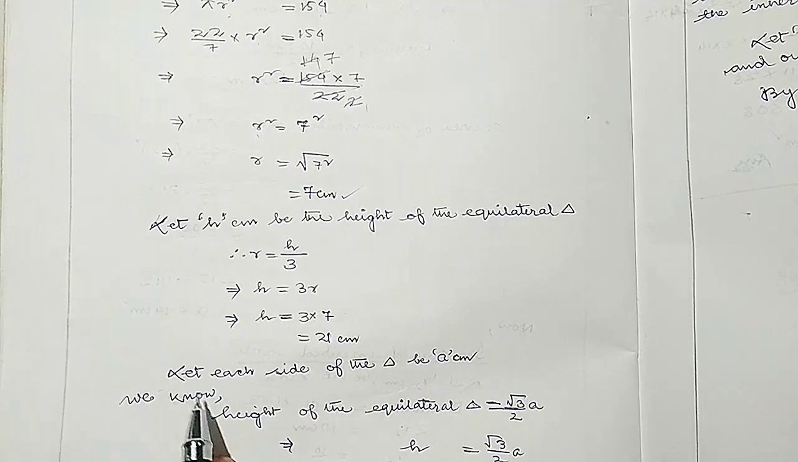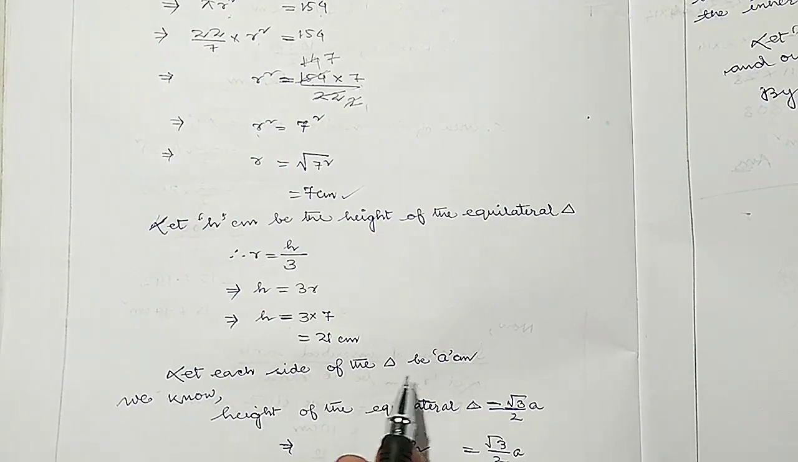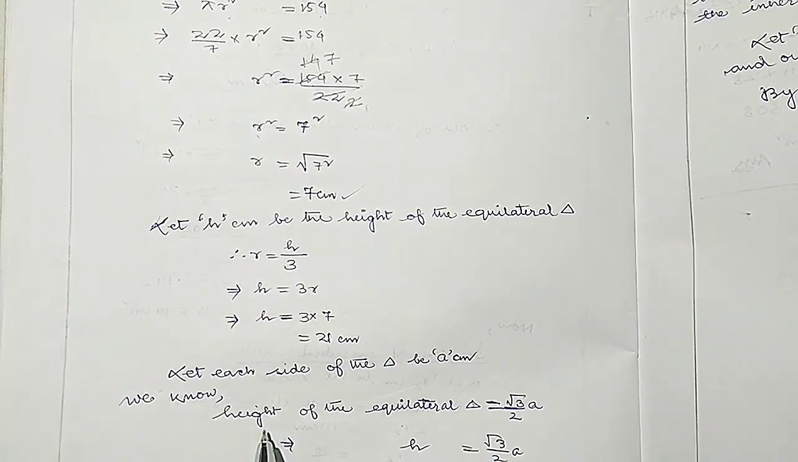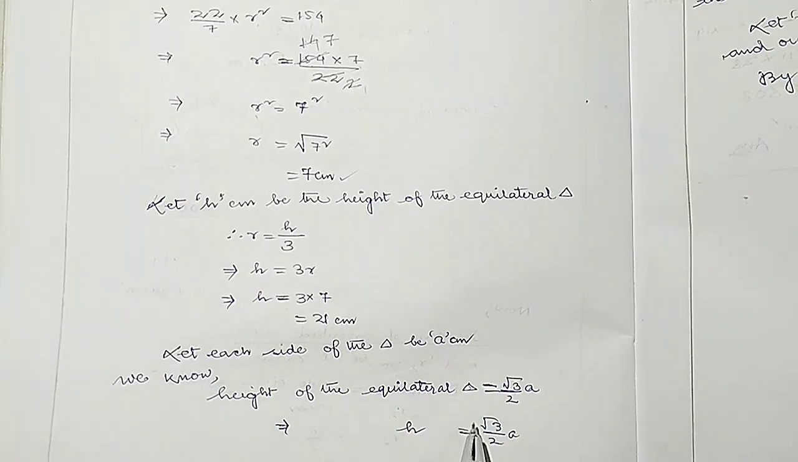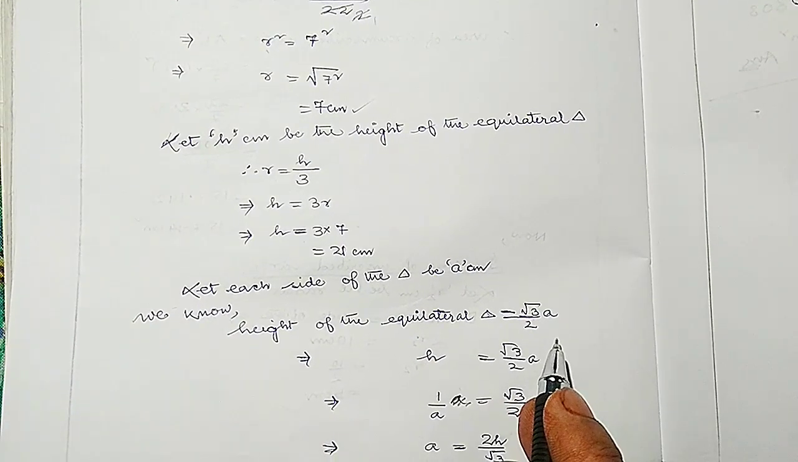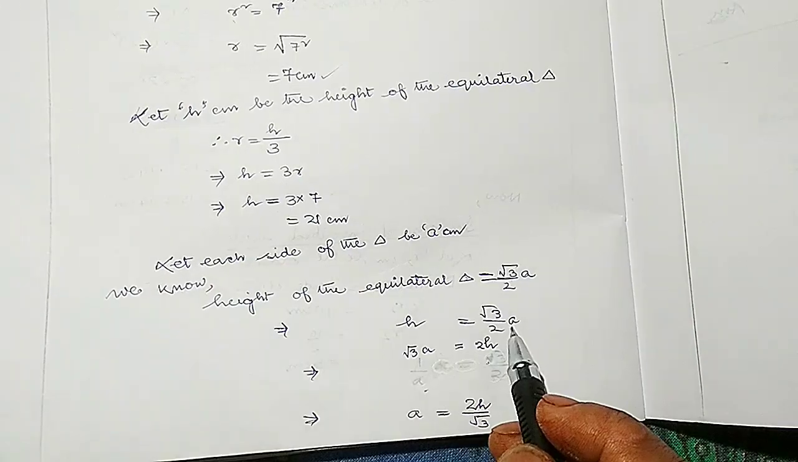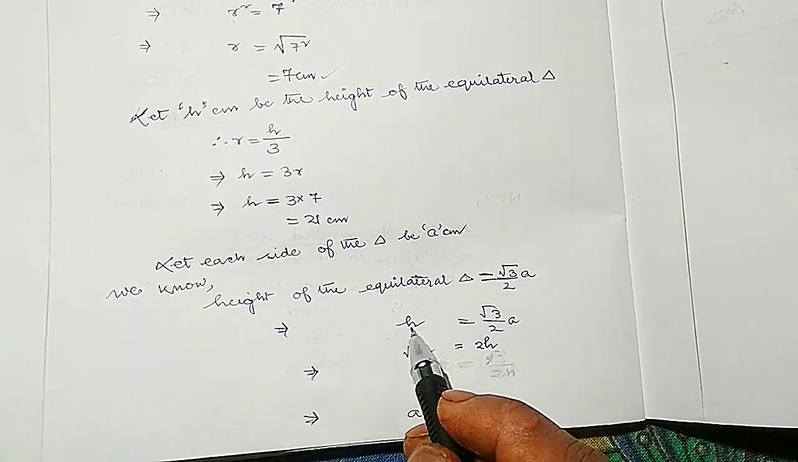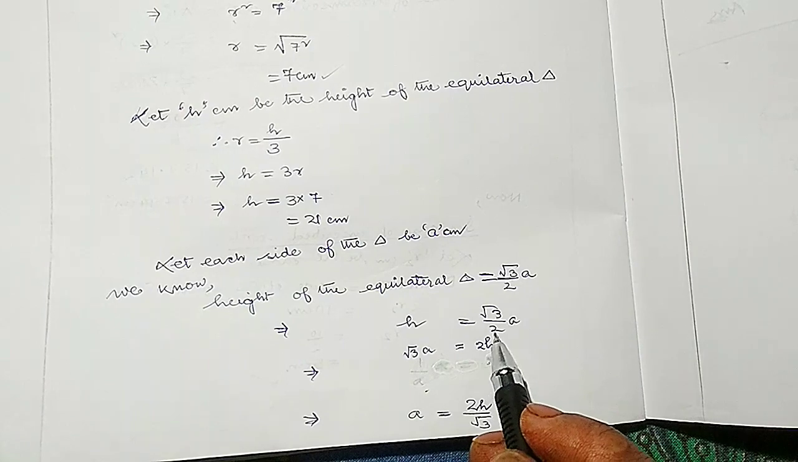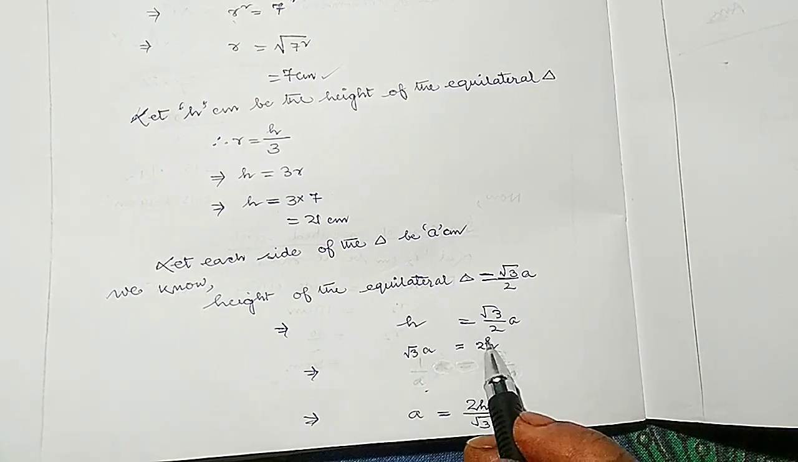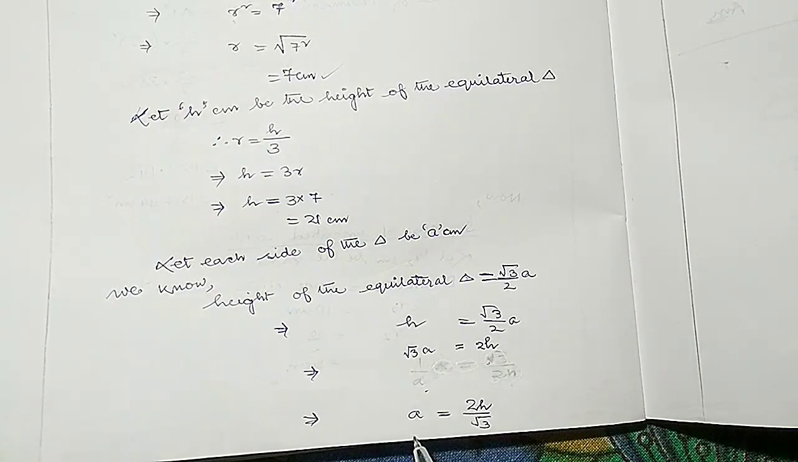Let us consider each side of the triangle be a centimeter, and we know height of the equilateral triangle is root 3 by 2 into a. So height equals root 3 by 2 into a. If I cross multiply, twice h will be root 3a. Clear? If I multiply 2 with h, I am going to get 2h equals root 3a. So a will be twice h by root 3.